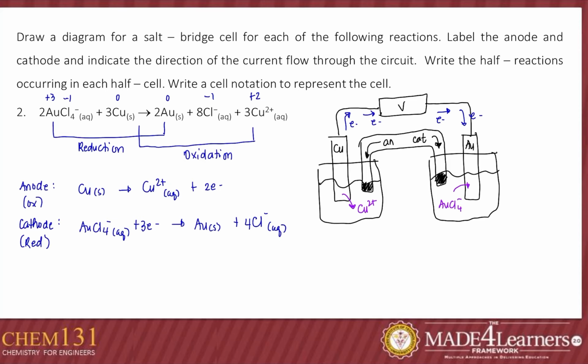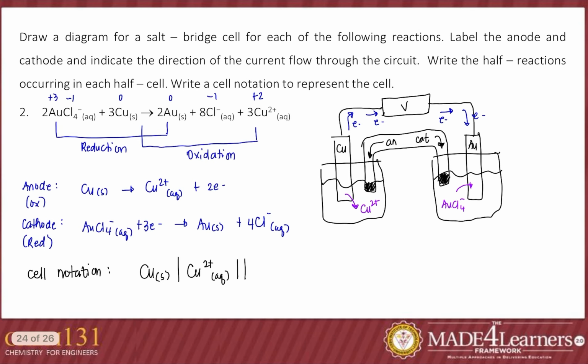Alright, and so in writing the cell notation, we have copper on the left, that's solid, and it undergoes oxidation to produce Cu2 plus aqueous. Since they are different phases, we use a single vertical line and then 2 vertical lines to represent the salt bridge, and then we have AuCl4 negative, that's in a solution, and then we use a single vertical line producing Au solid.